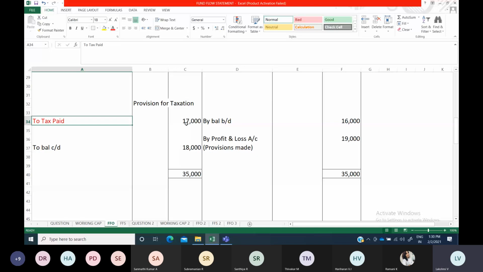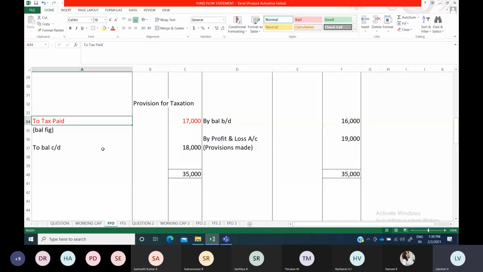Okay, so this is my balancing figure for the provision for taxation. So this is tax paid. You can even bracket mention it as a balancing figure. So for any of the information, you have to calculate. One they will give; either this one if they give, you have to calculate this one, or this one if they give, you have to calculate this one, tax paid.